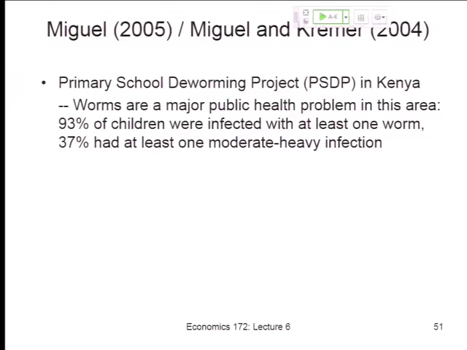So really high infections. And as I mentioned, you can classify infections by severity, and there are different thresholds you could use. But roughly speaking, about a third of the kids had pretty serious infections, like they had pretty high worm loads with at least one worm. And a bunch of other kids may have had moderate worm loads with each individual worm, but they had 3 or 4 different types of worm infections. So a lot of the kids were just really sick in this area. So it's a major problem to deal with.